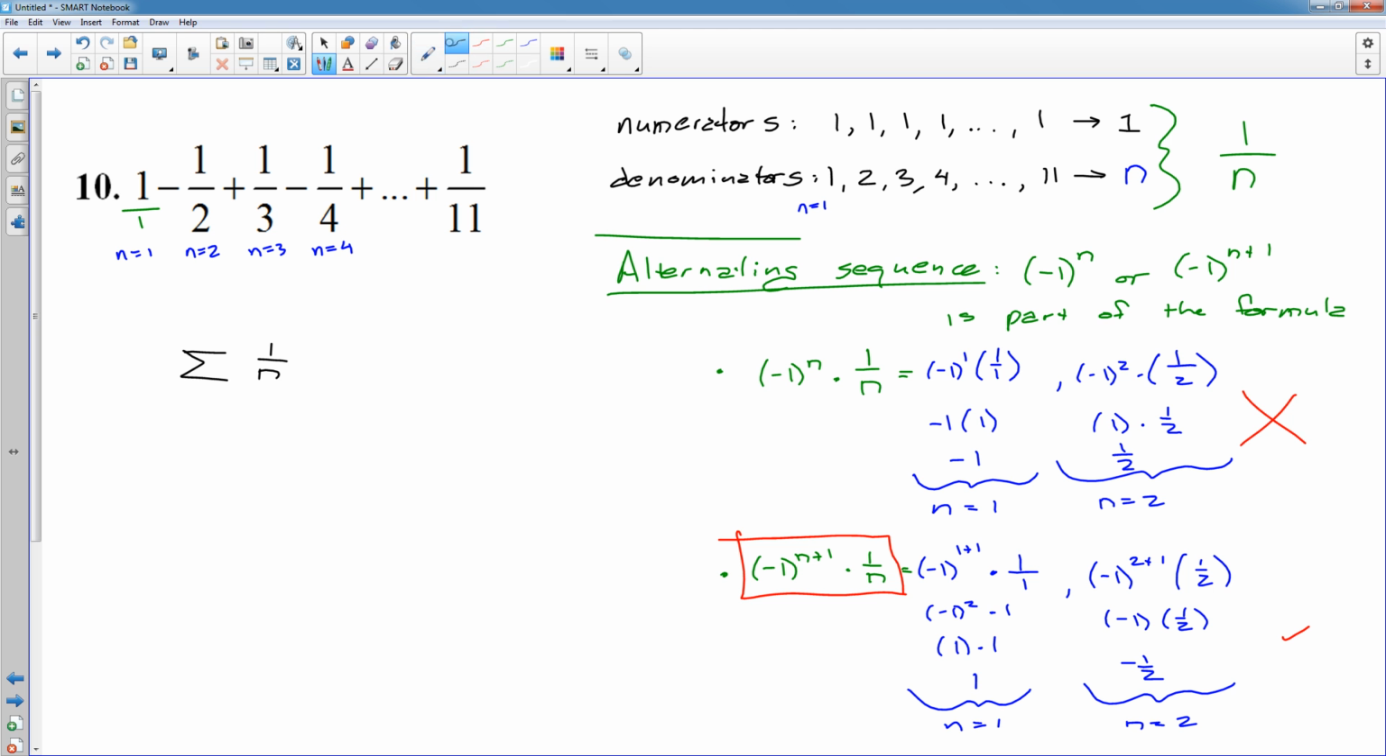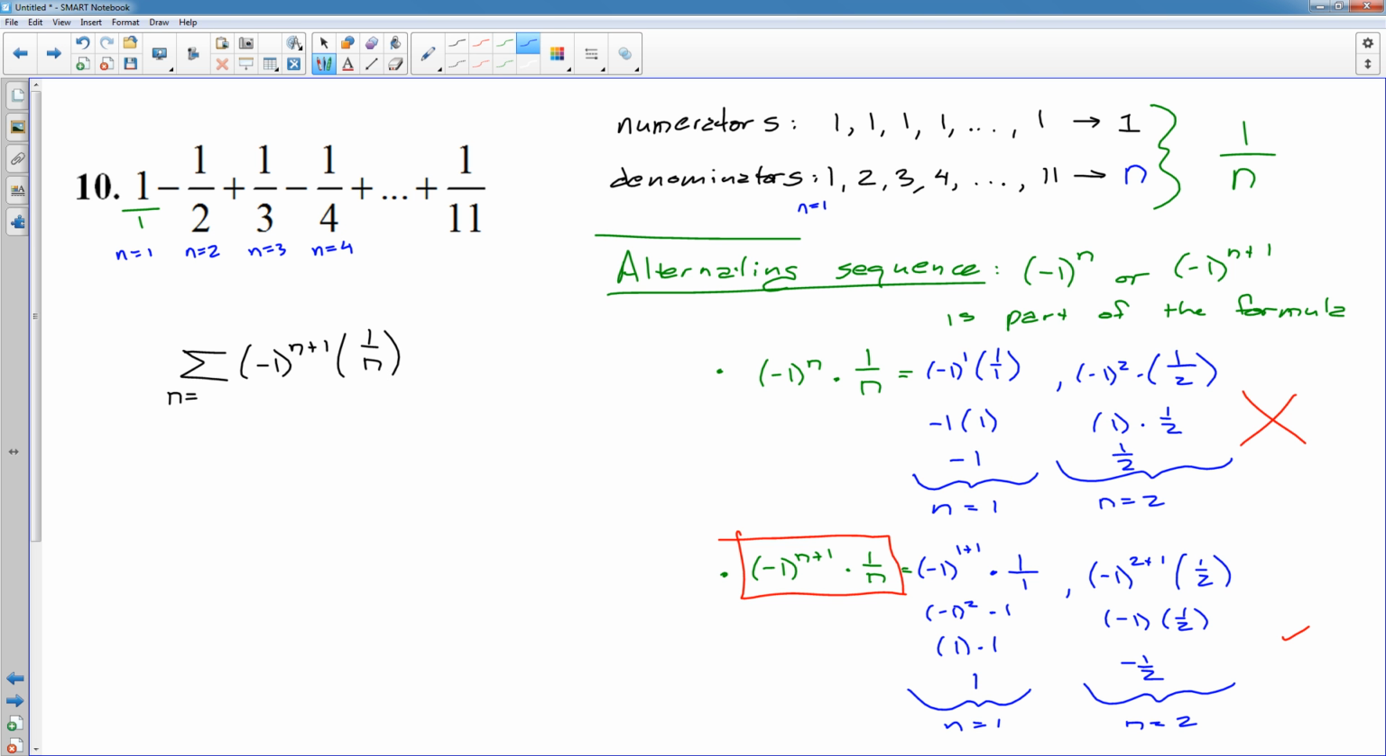So I'm going to adjust my formula right here. Instead of just 1 over n, it's going to be negative 1 to the n plus 1 times 1 over n. And then the very last thing we have to do is find out where does n start and where does it end. And for that I'm going to look at my denominators, and I noticed that when n was equal to 1, my denominator was 1. When n was 2, my denominator was 2. At 3, my denominator was 3.